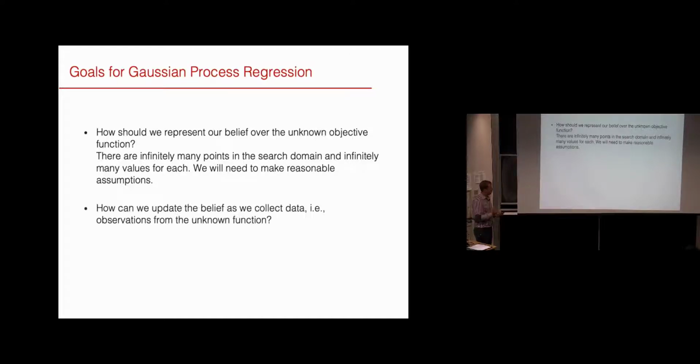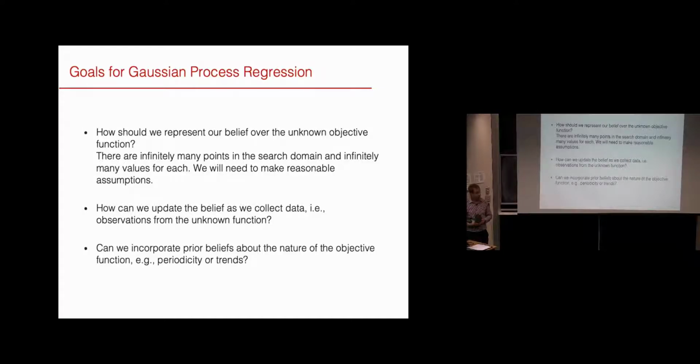The second, more important question is, as we collect data, how can we update our surrogate? We want to do this computationally efficiently. It should be tractable computation. And it turns out Gaussian process regression allows exactly this. And the last point, which I'm not going to talk about today but want to point out, is that we can incorporate prior beliefs into these models. If we know something about periodicity or trends in our objective function, we can incorporate those into Gaussian process regression, and therefore we get more sample efficiency.